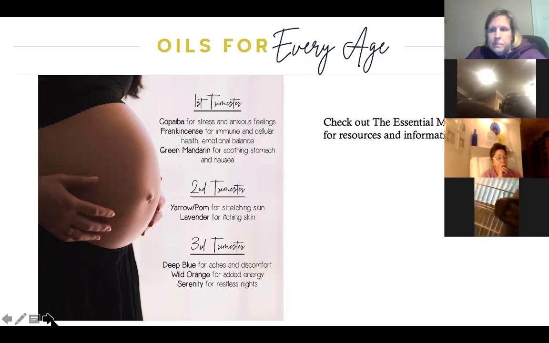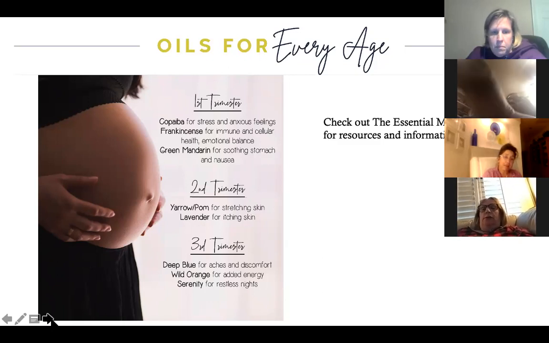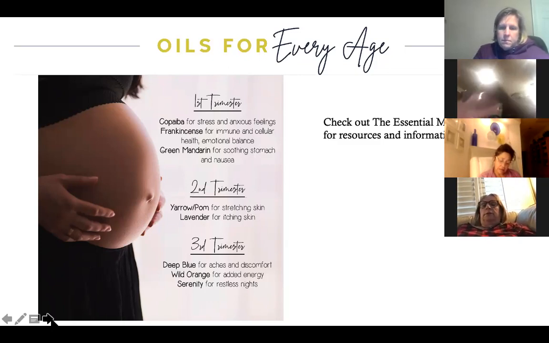As we move into that second trimester, yarrow|pom for stretching skin, lavender for itching skin, if you ever experience that when you're pregnant. And then third trimester, deep blue for aches and discomfort. Deep blue is a great one. I've heard tremendous feedback from other women who have used deep blue during labor. If they were experiencing back labor, it really helped to support them. And then wild orange for that added energy in that last trimester. And then serenity to help with more restful nights.